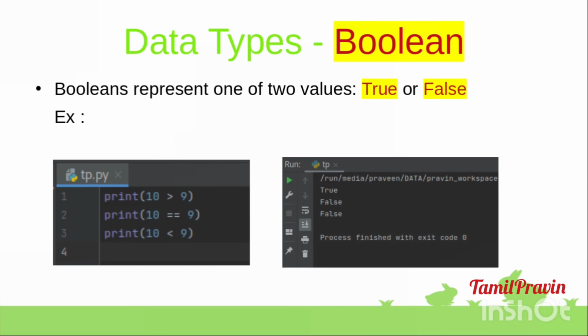Here I show an example to check the conditions whether 10 is greater than 9, 10 is equal to 9, and 10 is lesser than 9. In this, the first statement is true, which means 10 is greater than 9, so the output is printed as true. It is a Boolean value; true means 1. The other statement, 10 is equal to 9, returns the Boolean value false, which means 0. The other one, 10 is lesser than 9, again falls under the false category.